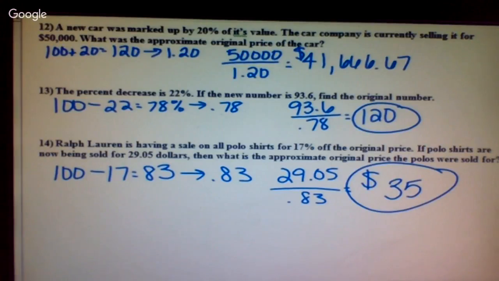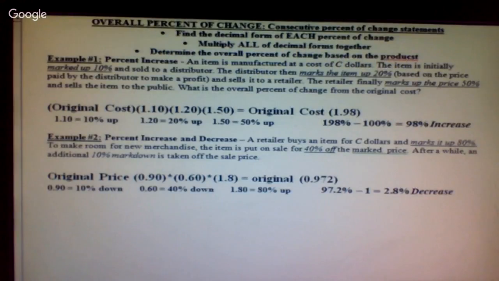Okay. The last thing we need to talk about in this section is sometimes you'll see the price goes up and then they mark it down and then they mark it back up, or they'll even trick you and mark it up and then mark it up again and mark it up some more. Okay? So, how do we deal with the fact that it's being changed multiple different times? We find the decimal form for each percent of change. We multiply all of the decimal forms together, and then we determine the overall percentage by subtracting 1.